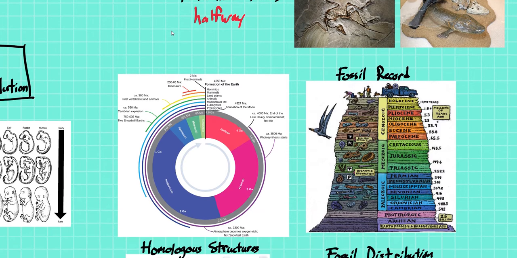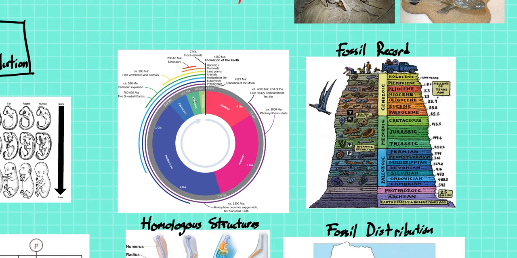Fossils are really rare. Most things that die just decompose. They don't fossilize. So we don't get to see many fossils, and the ones that are kind of halfway are really special.